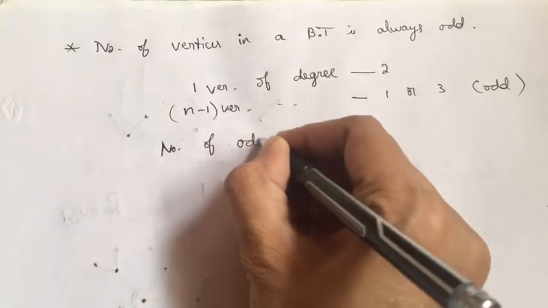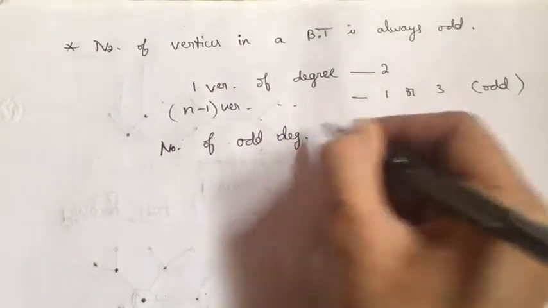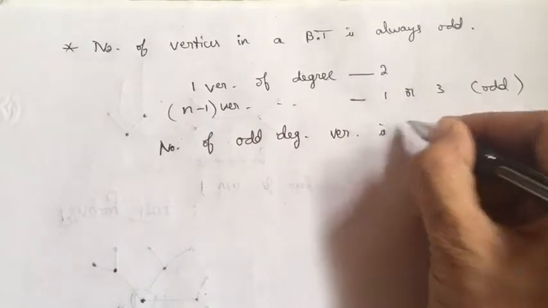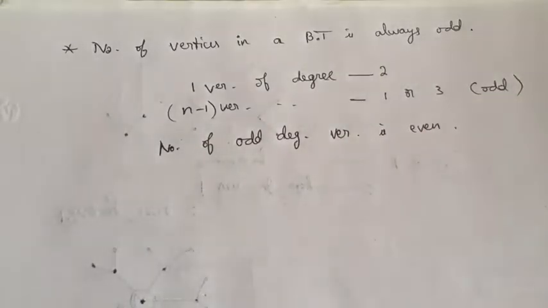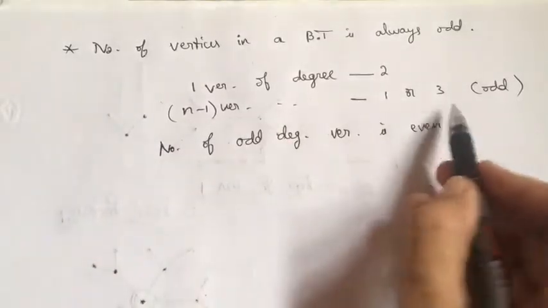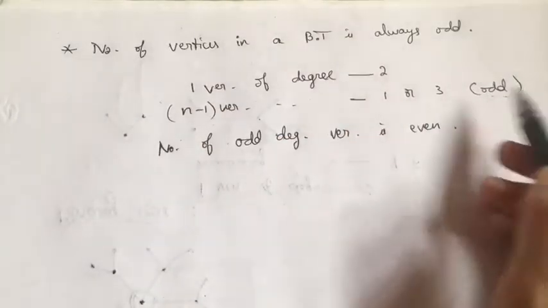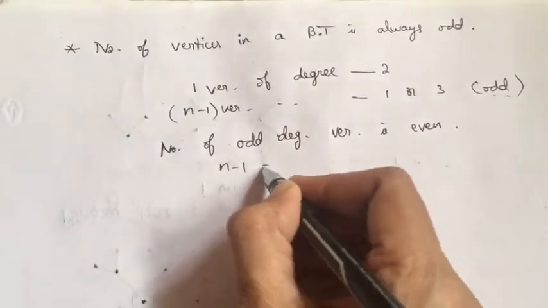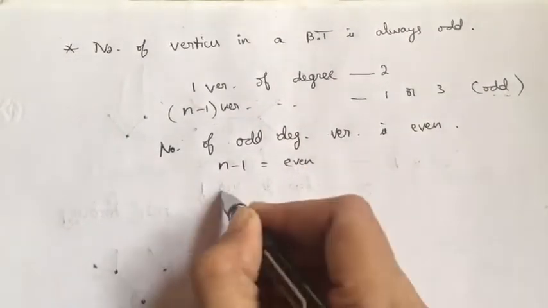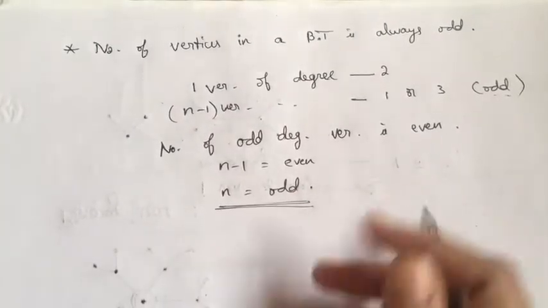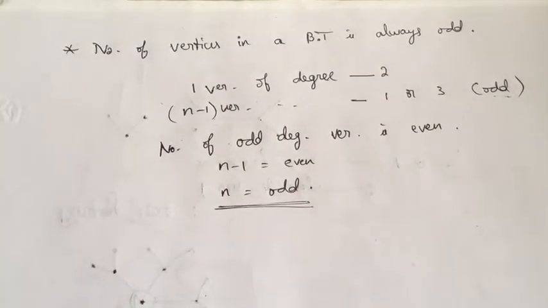Number of odd degree vertices is even, right? Therefore, there are n minus 1 vertices of odd degree. Therefore, this n minus 1 must be an even number. That implies n must be odd. Therefore, the number of vertices in a binary tree is always odd.